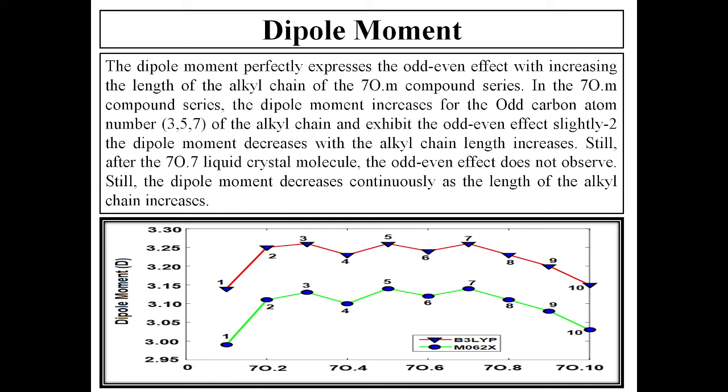Dipole moment. The dipole moment perfectly expresses the even-odd effect with increasing length of the alkyl chain of the 7OM compound series. In the 7OM series, the dipole moment increases for the odd carbon numbers 3, 5, 7 of the alkyl chain and exhibits an odd-even effect slightly. The dipole moment decreases as the alkyl chain increases.